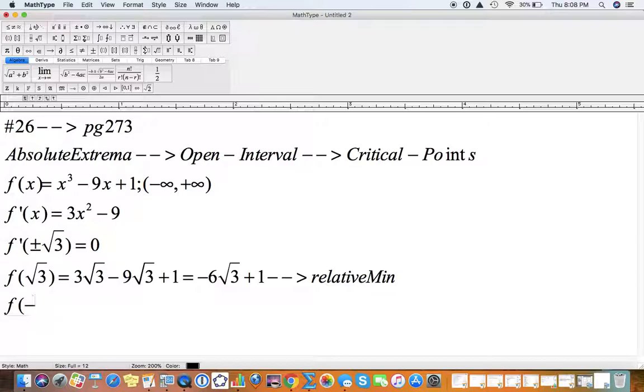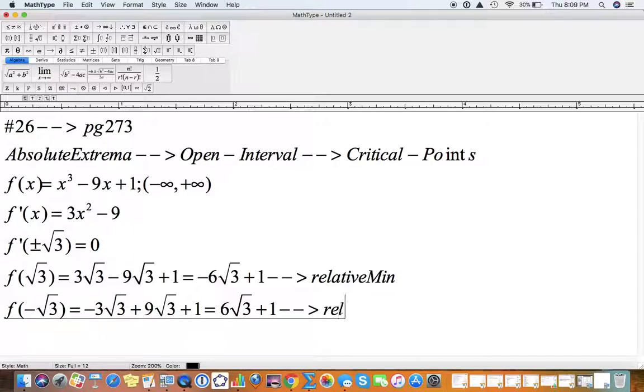Now I'm going to put in the negative square root of 3. Now I have negative 3 square roots of 3, but this time it's plus 9 square roots of 3 plus 1, which equals 6 square roots of 3 plus 1. I'm going to guess that it's a relative max. How can I check?